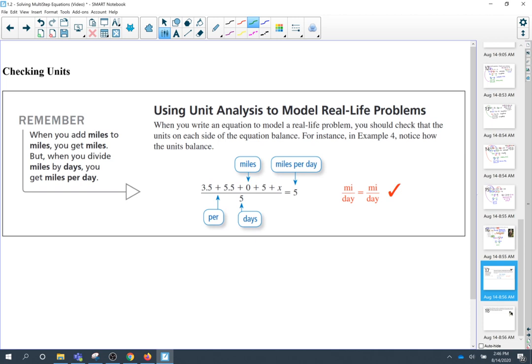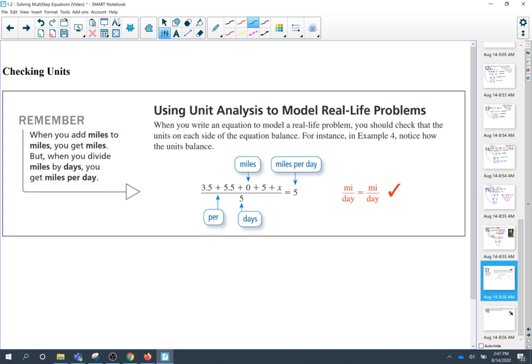Now, let's take a look at that and address something else, which are our units. Okay, so units are your miles, your feet, your miles per hour, your feet per second, things like that. So, using unit analysis to model real-life problems. When you write an equation to model a real-life problem, you should always check that the units on each side of the equation balance. For instance, in example 4, that's the one we just did, notice how the units balance.